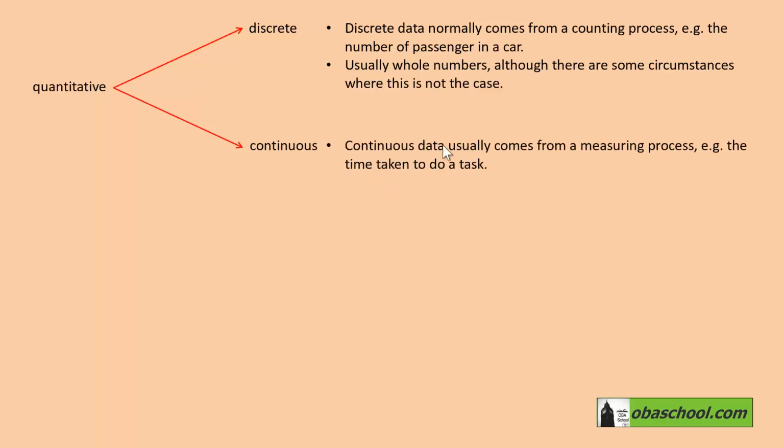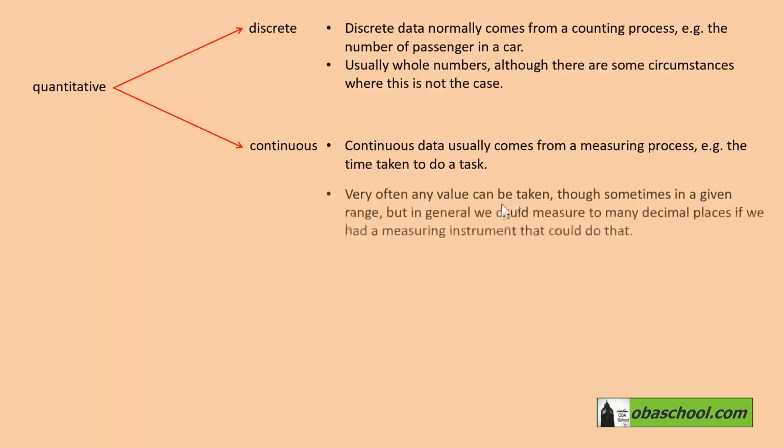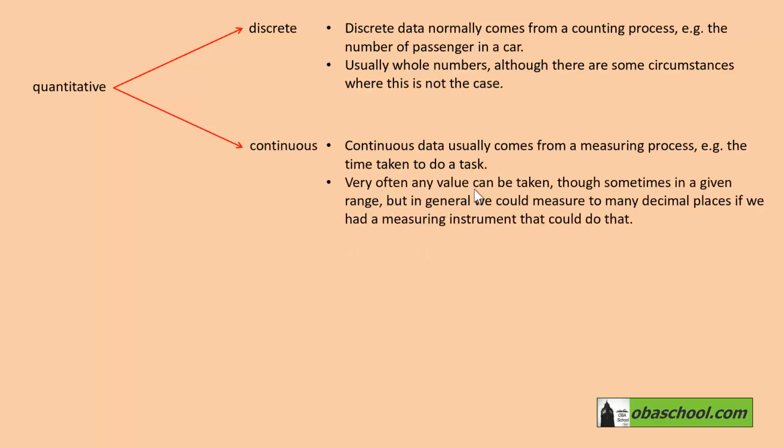Continuous data usually comes from a measuring process, e.g. the time taken to do a task. Very often any value can be taken, though sometimes in a given range, but in general we could measure to many decimal places if we had a measuring instrument that could do that.